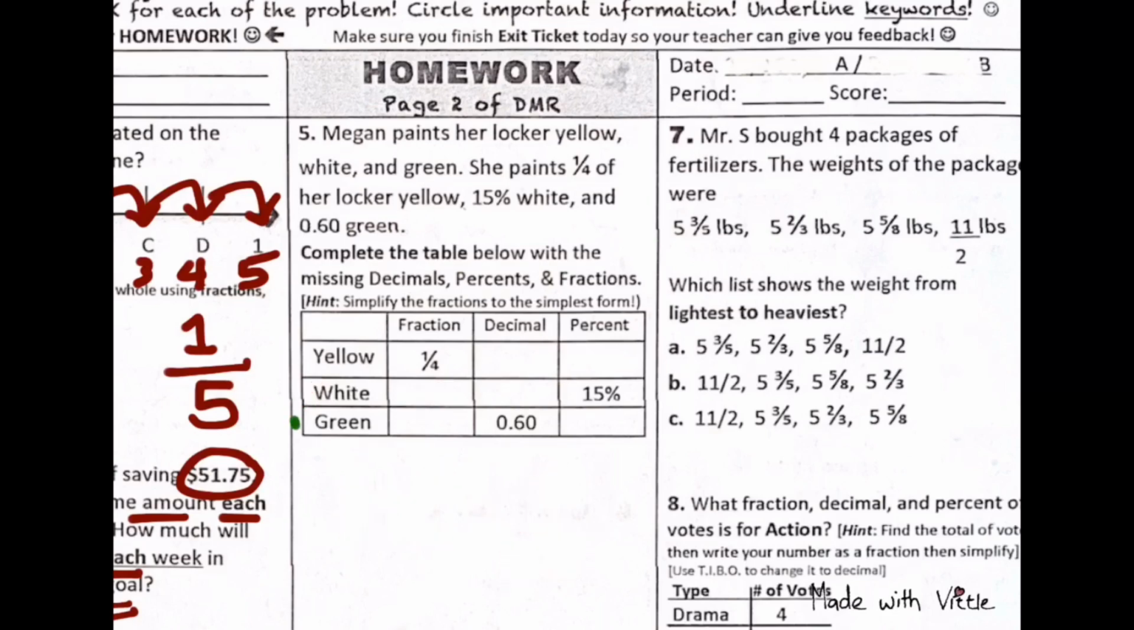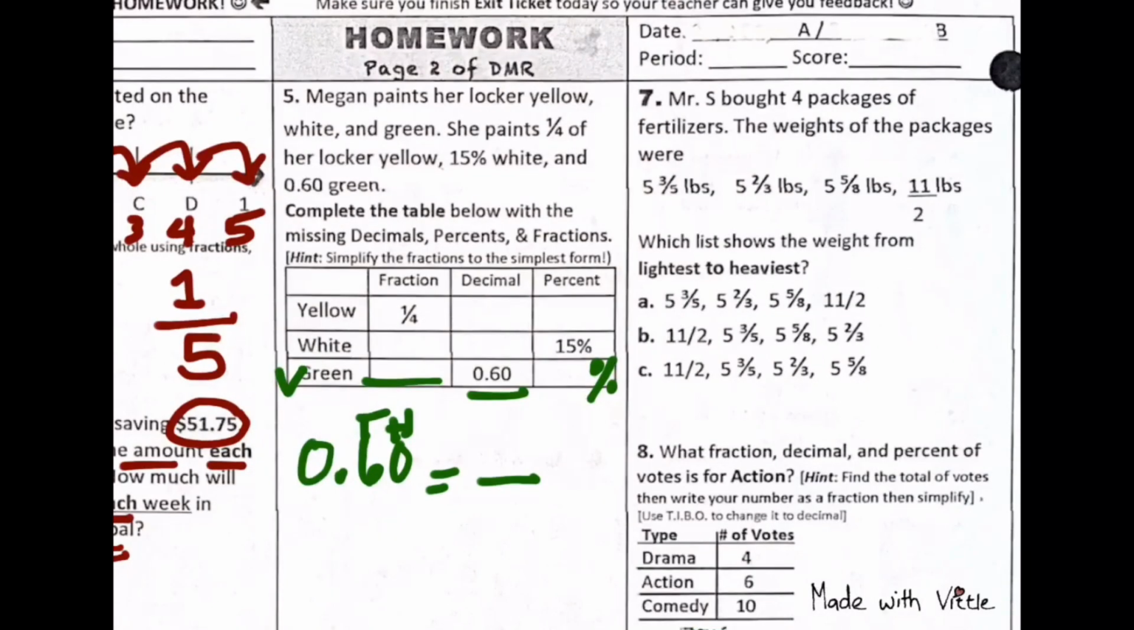Now let's look at green. On green, the one that is given is a decimal. So you write it. You want to move that decimal point twice to the right so you can change it to a percent. You may also write this down as a fraction, okay, either out of tens or out of 100, and then simplify it. I'll go ahead and work on this 60 hundredths as an example, okay, so you'll be able to know what to do with yellow and white.